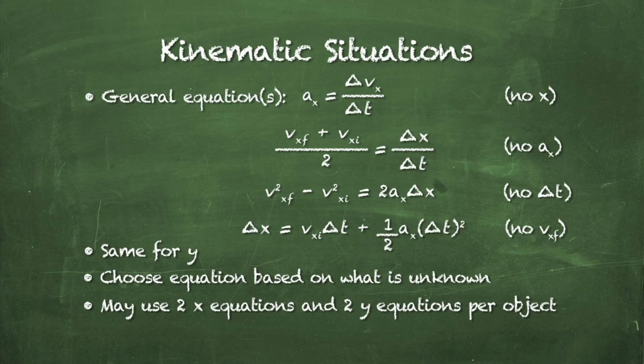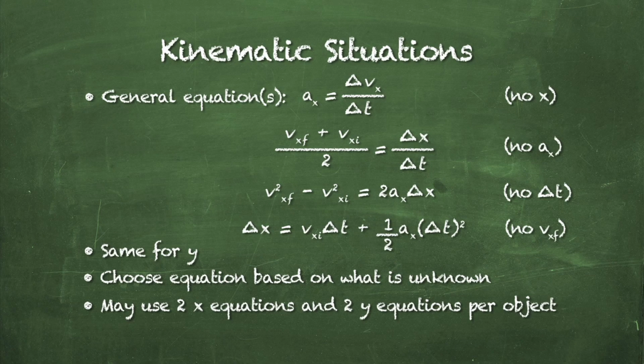What's different between these four equations is what's not in them. You choose which equation to use based on what you don't know and what you don't need to know. Sometimes you don't know the acceleration, and you don't need to know the acceleration. You don't know the final velocity, and you don't need to know the final velocity. You don't know the change in position, and you don't need to know the change in position. Or you don't know the change in time, and you don't need to know the change in time. So you'll have to analyze the situation and pick the best starting equation based on what you don't know and what you don't need to know.